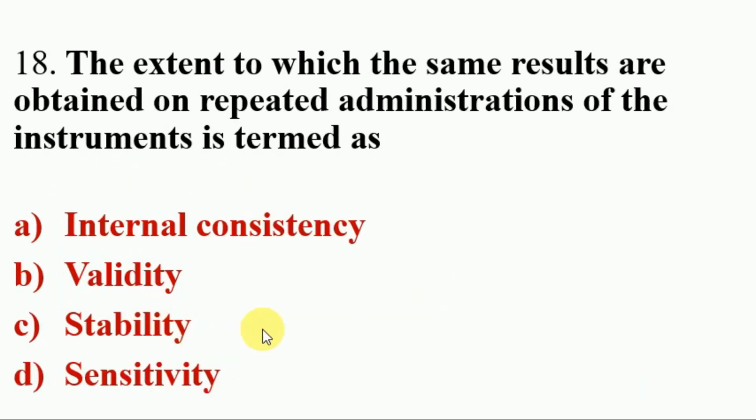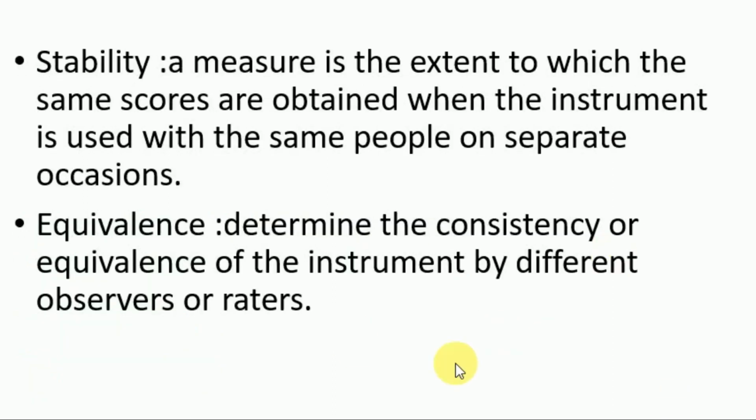Next question, the extent to which the same results are obtained on repeated administrations of the instruments is termed as options A. Internal consistency, B. Validity, C. Stability, D. Sensitivity. Answer is C. Stability. So the extent to which the same results are obtained on repeated administrations of the instruments is termed as stability. The three main characteristics of reliability are stability, equivalence, and consistency.